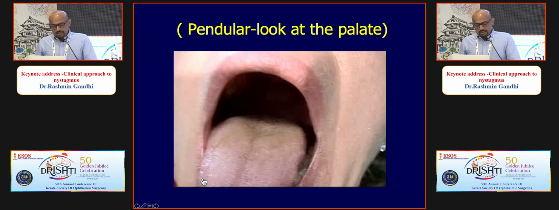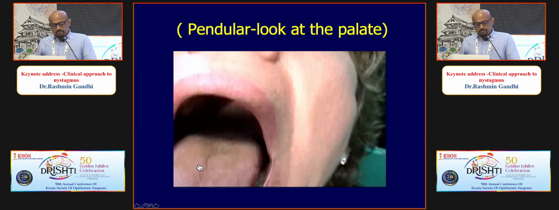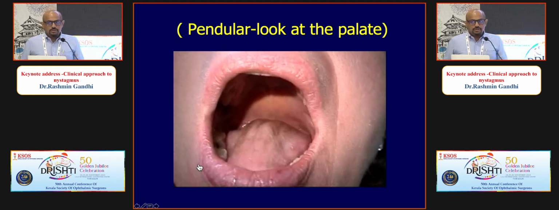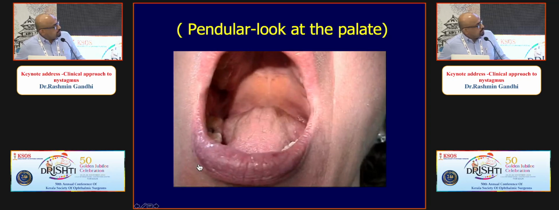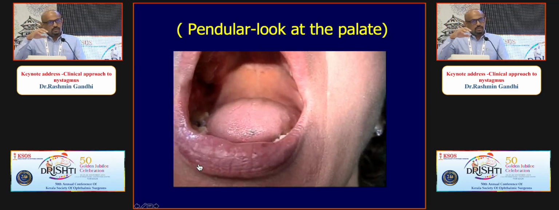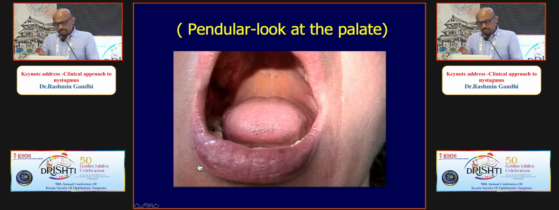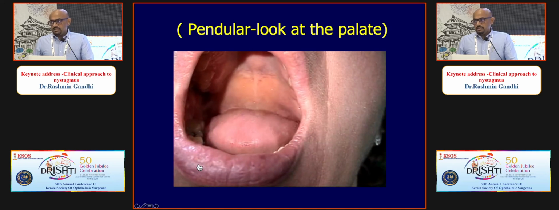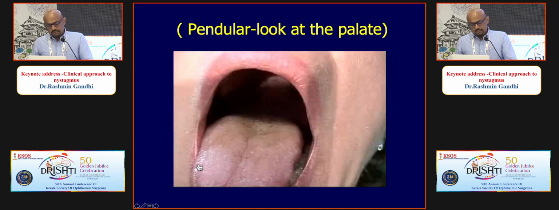However, in these patients, you should look at the palate carefully, because pendular nystagmus can be part of what is called oculopalatal tremor. Here you can see the palate. There is also a tremor in the palate, which would be synchronous with the pendular nystagmus. And if there is a palatal tremor as well, then the pendular nystagmus would be part of a neurological disease.